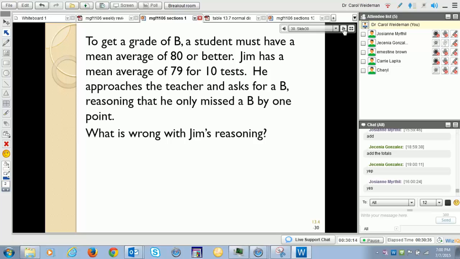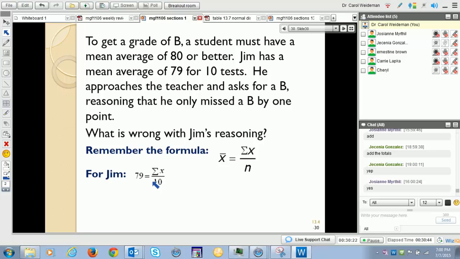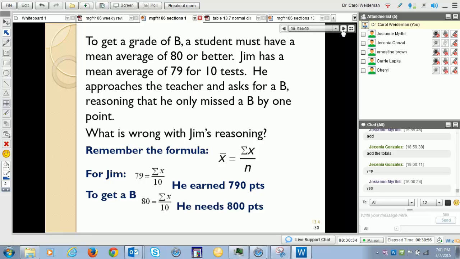All right, so let's think about what we learned. The formula for the mean, here it is. And what does Jim actually have? He has an average of 10 tests, right? Is a 79. So is he really missing it? He earned 790 points. What does he need to earn to get a B? He needs to have that, which means he needs to have 800 points. So he really missed a B by 10 points, not by 1 point.